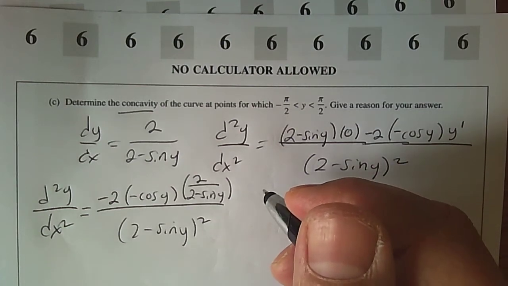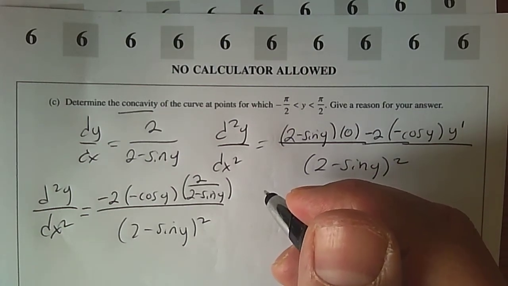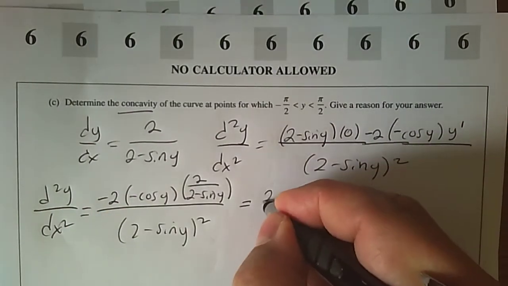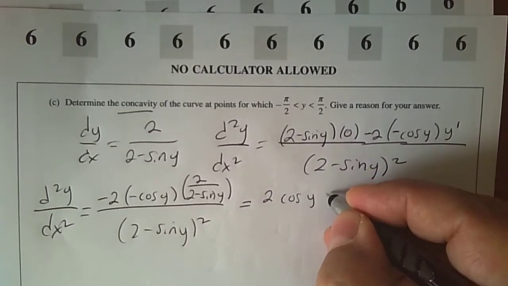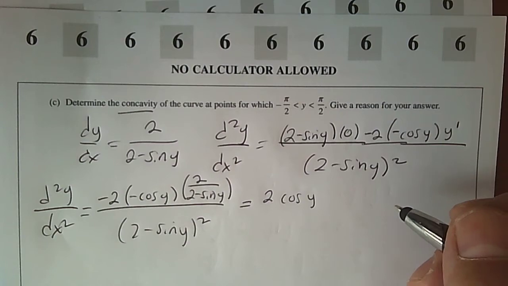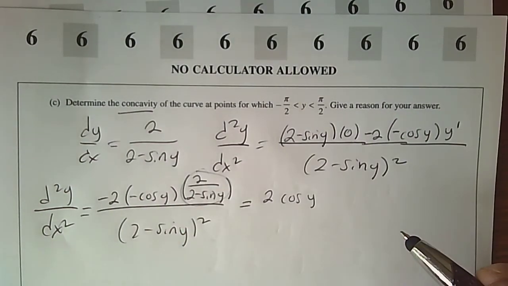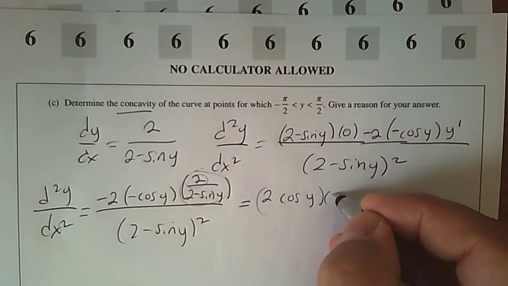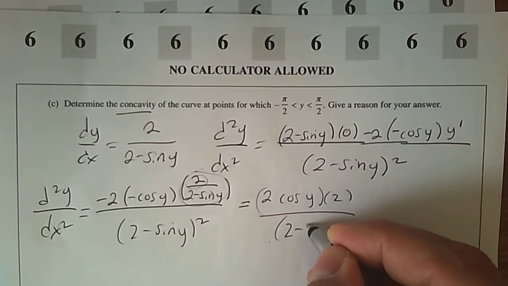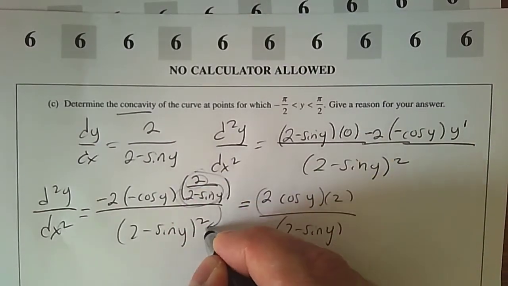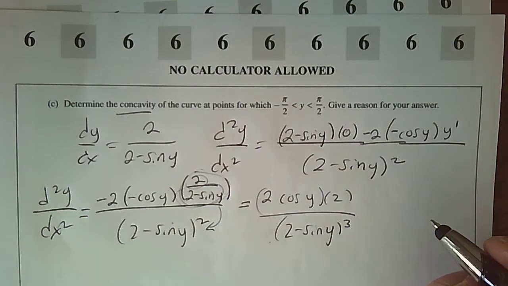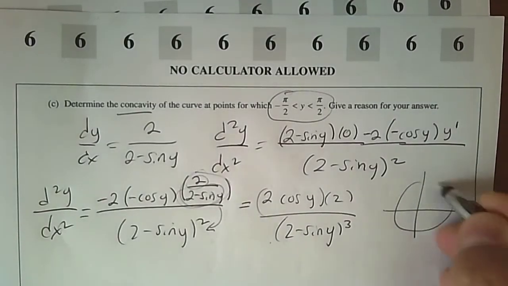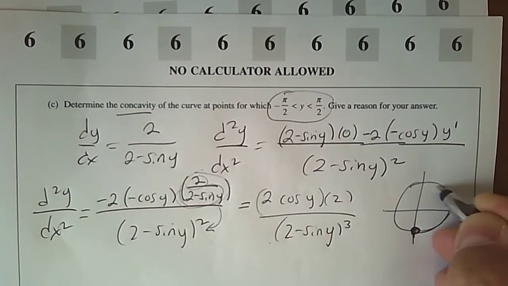And then the question is, so a negative times a negative is positive 2 cosine y. And if we take this fraction, the 2 would stay in the numerator, so that's really this times 2. And then the denominator, 2 minus sine y, this denominator would join this to make it 2 minus sine y cubed. And then from negative pi over 2 to positive pi over 2, that's from here, negative pi over 2 to here.